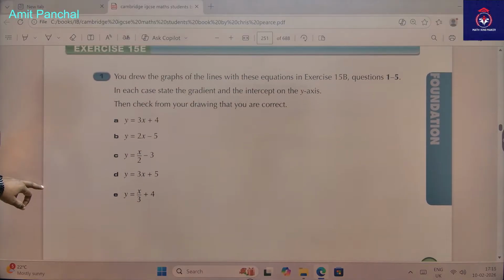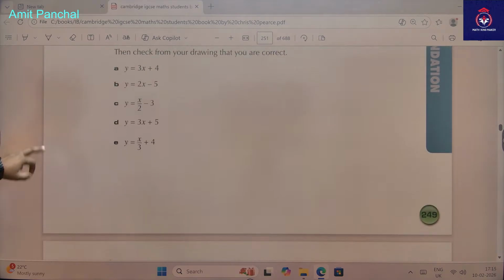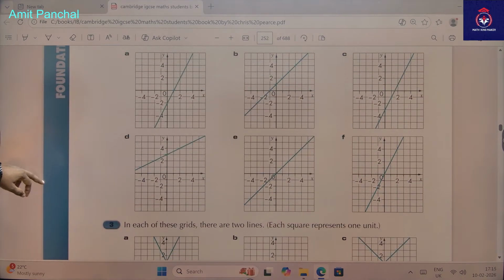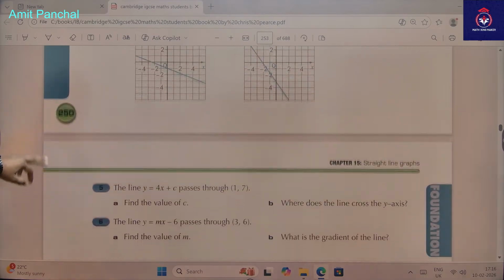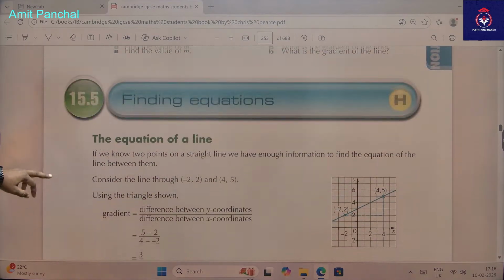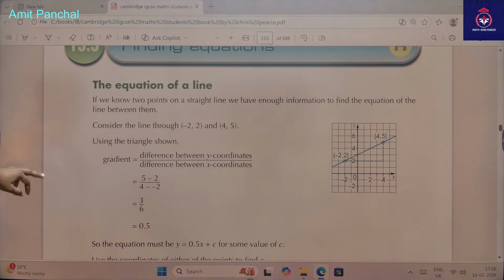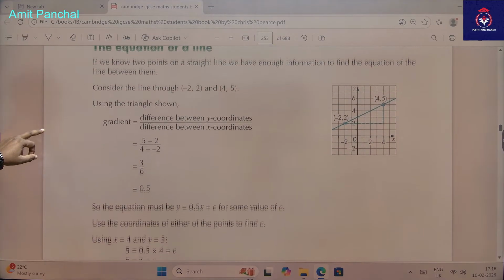Okay, down the one below this, I think. No, sir. Down the next subtopic, finding equations. Yeah, I think this is the one. Okay, now.